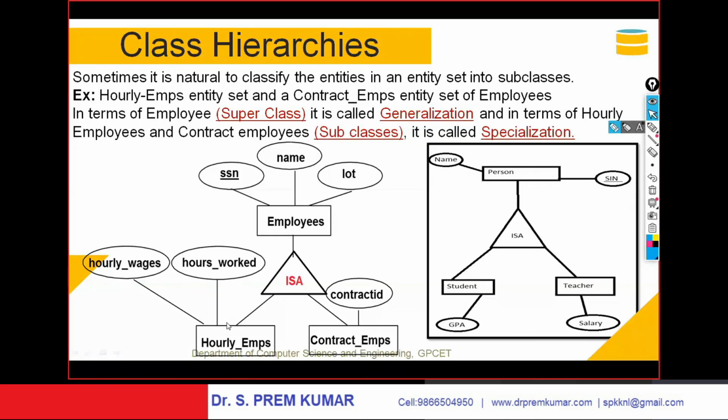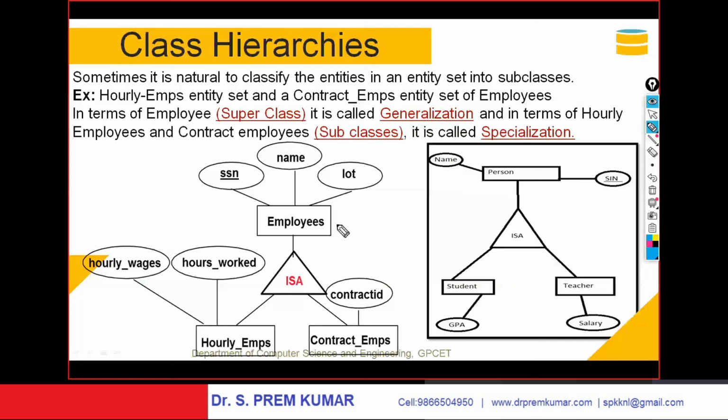Then there is a contract employee. For contract, he will not bother about hours. For 1 year, what is the contract amount you are going to give? For 5 years, what is the contract amount? That is a contract employee. So at the bottom level, we call this specialization. At the top level, we call it generalization.